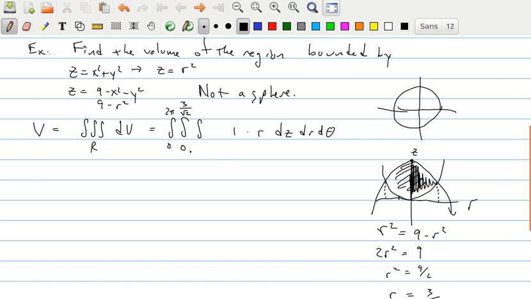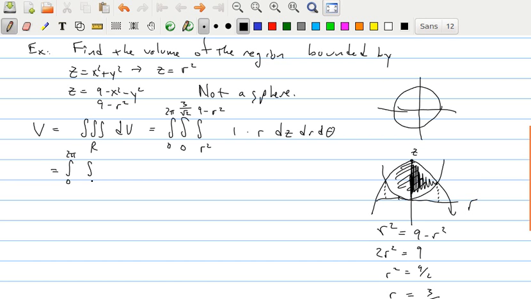And then finally, the z's range from the bottom curve to the top curve. In this picture, the bottom curve is z equals r squared. The upper curve is z equals 9 minus r squared. Now we don't have constant limits of integration here, so we can't use the box theorem on this. So we have to actually do this out longhand.